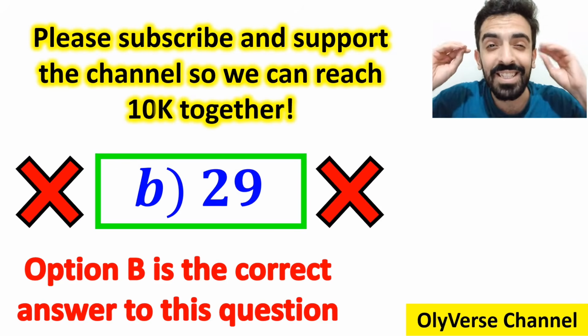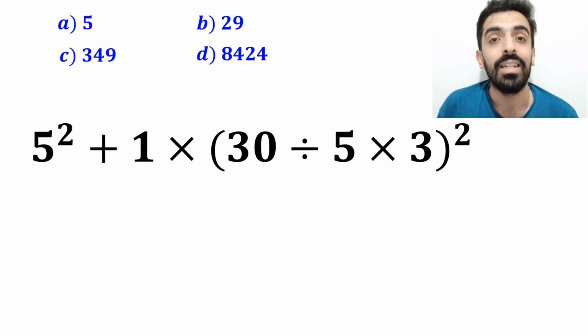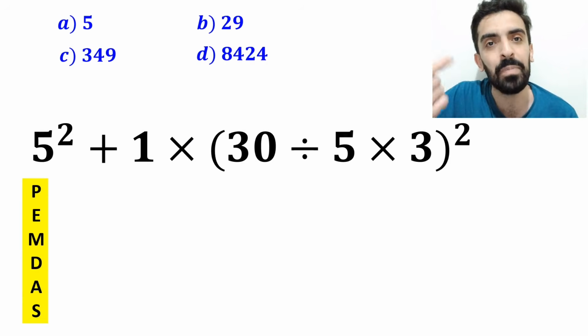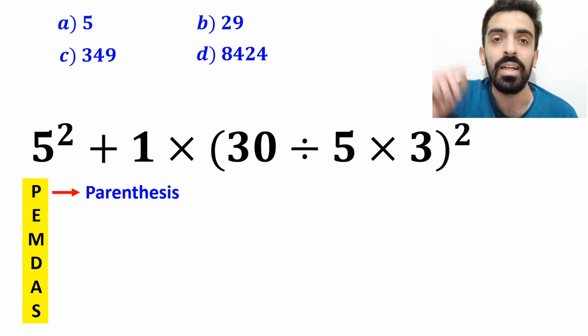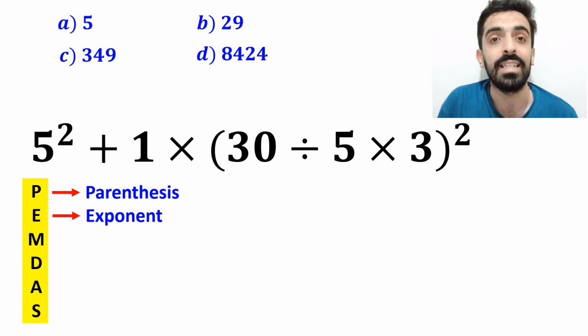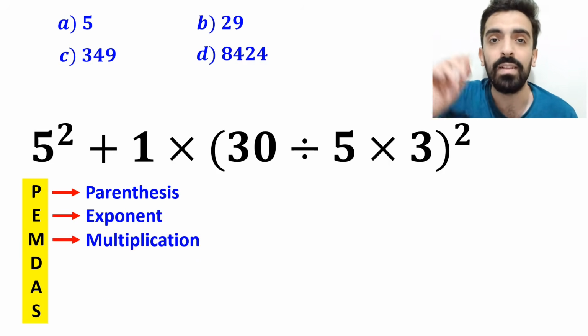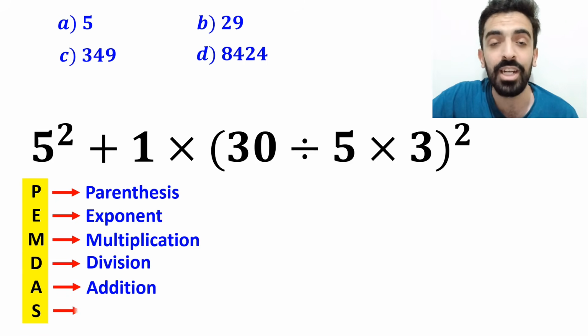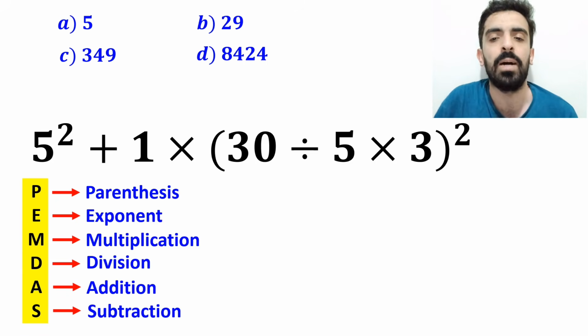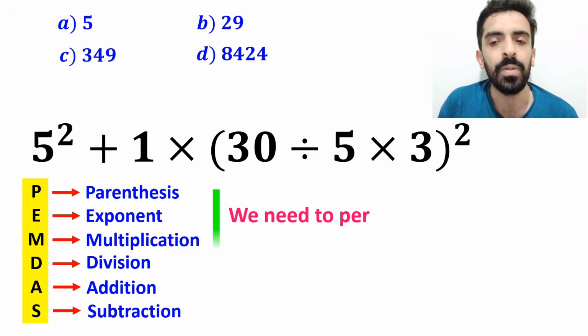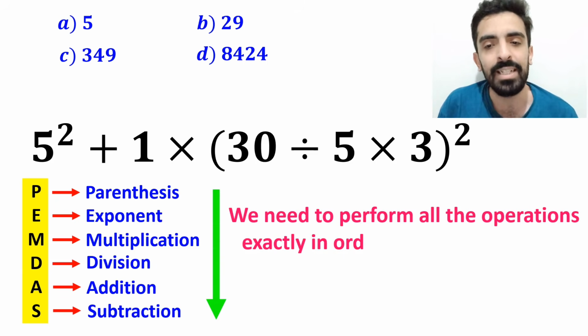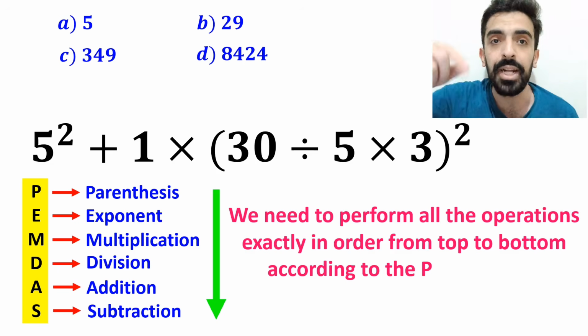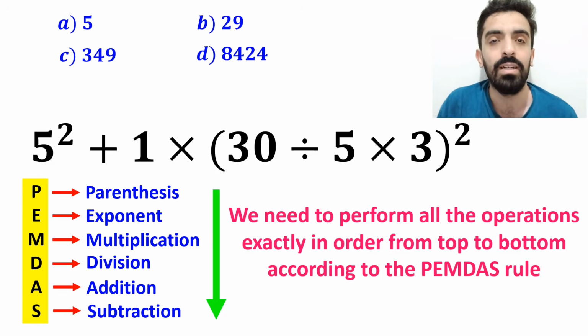However, that's definitely wrong. To solve this question, we must carefully follow the PEMDAS rule step by step. And in this rule, P stands for parentheses, E stands for exponent, M stands for multiplication, D stands for division, A stands for addition, and S stands for subtraction. We need to perform all the operations exactly in order from top to bottom according to the PEMDAS rule.